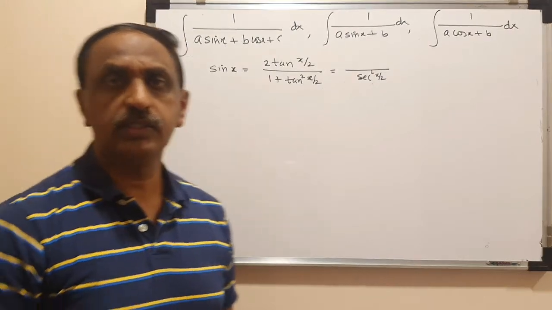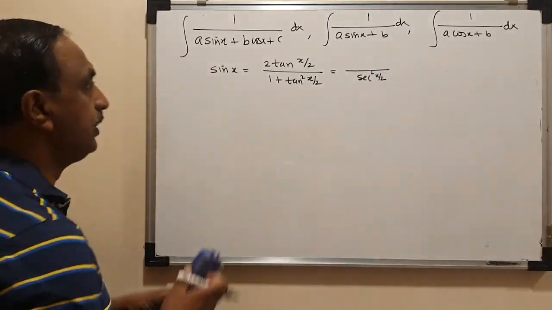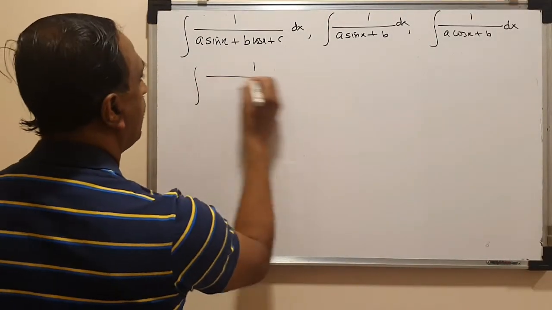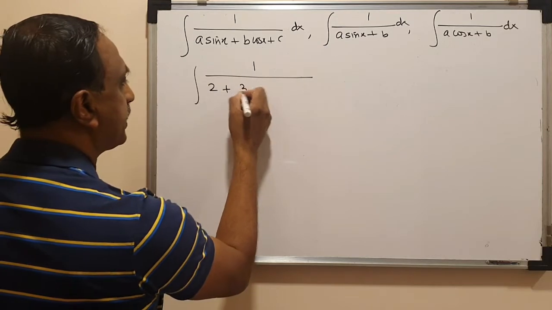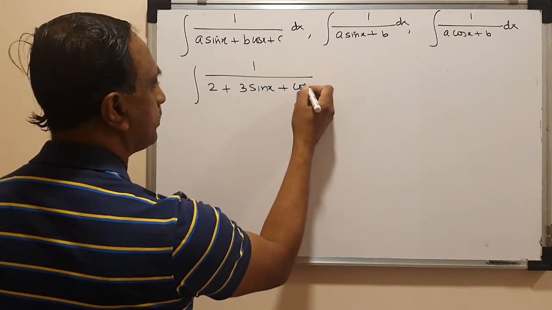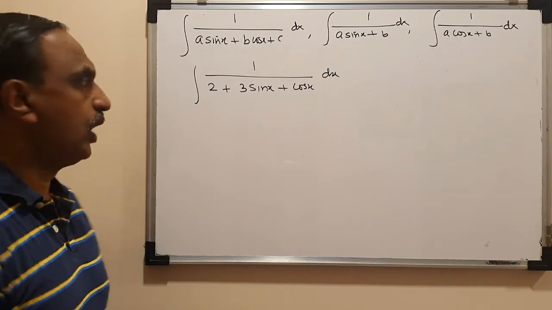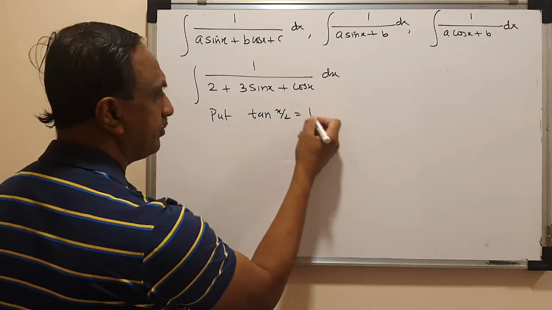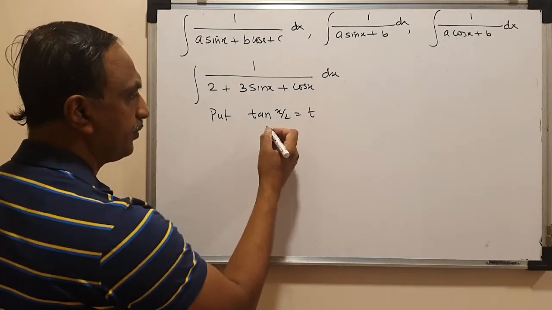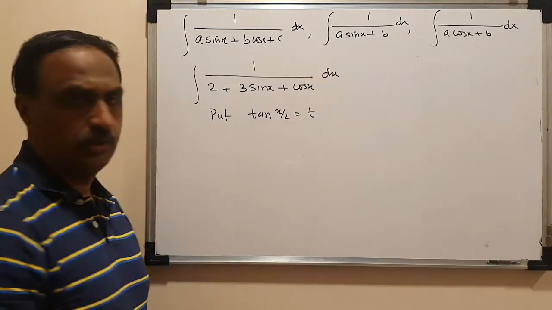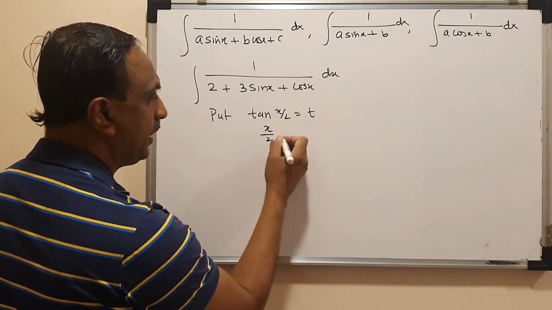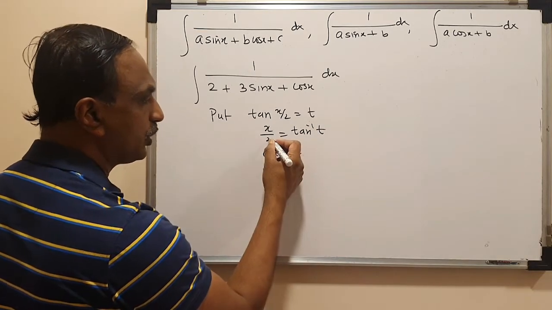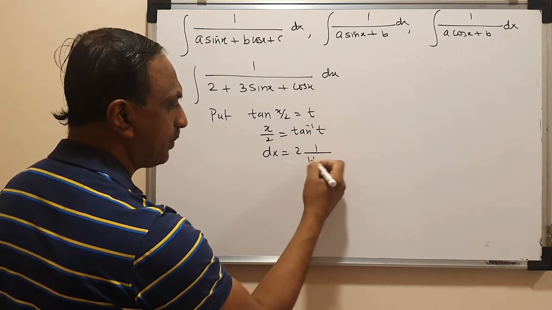So I'll teach you some questions based on this. Let's say integral 1 upon 2 plus 3 sin x plus cos x. So I am going to put tan x by 2 as t. Naturally, I need to change dx to dt. So I do it this way: I write x as 2 tan inverse t, so dx will become 2 into 1 upon 1 plus t square into dt.